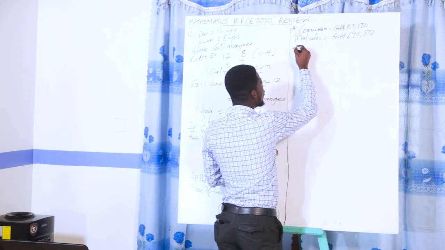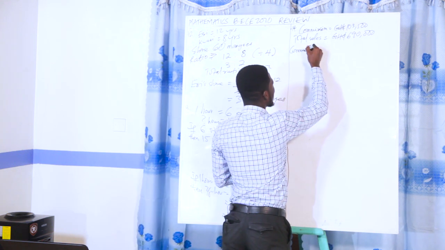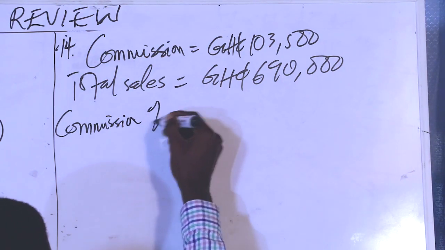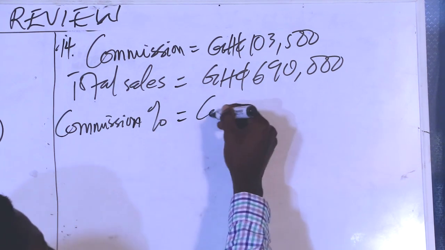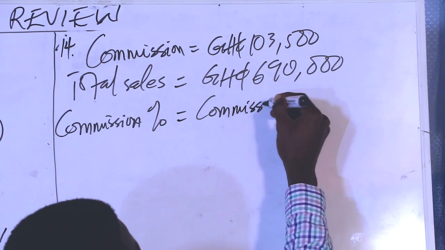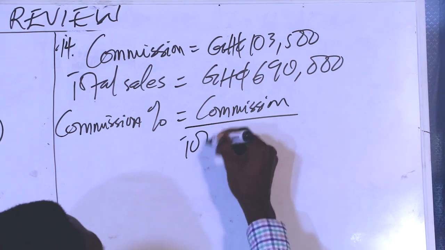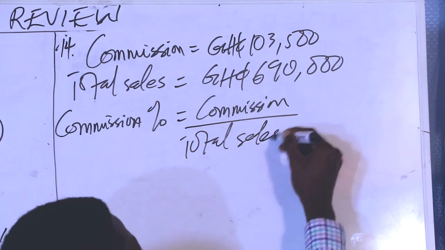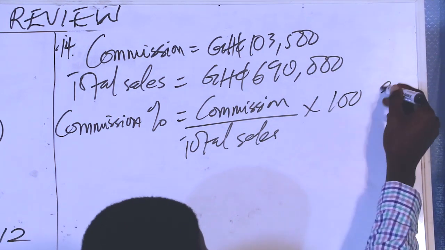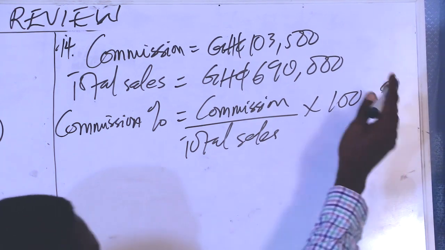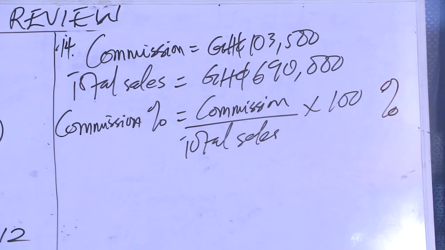So there's the formula I use. Commission in percentage is equal to the commission over total sales times 100. And the final answer will be expressed as a percentage. Just like you are finding profit percentage.